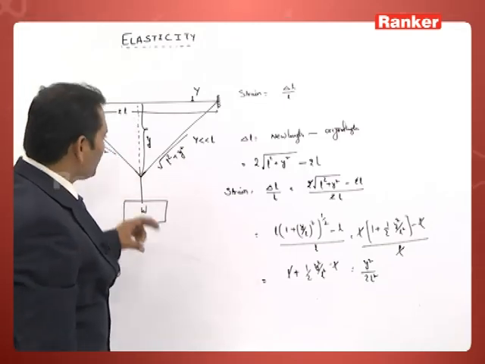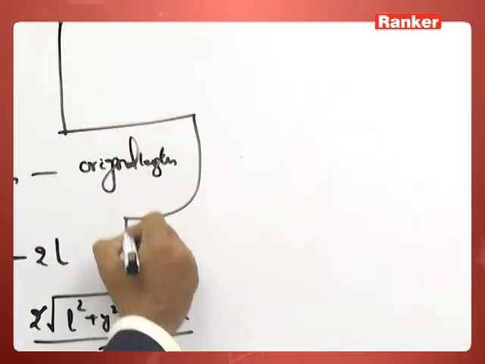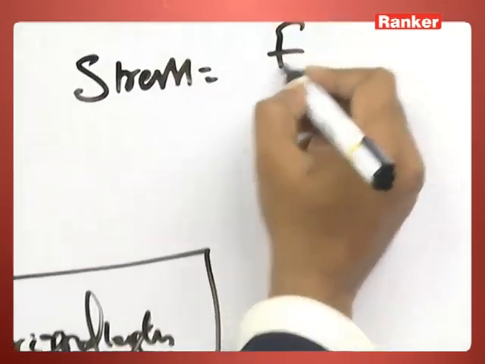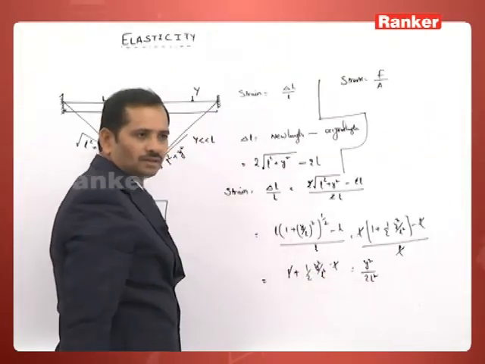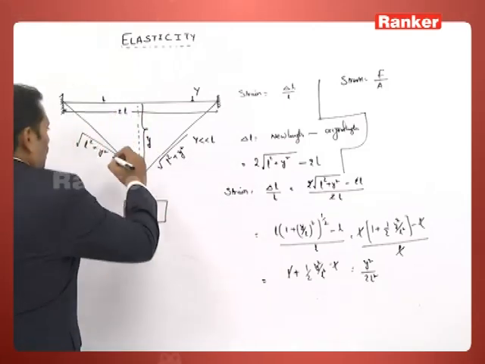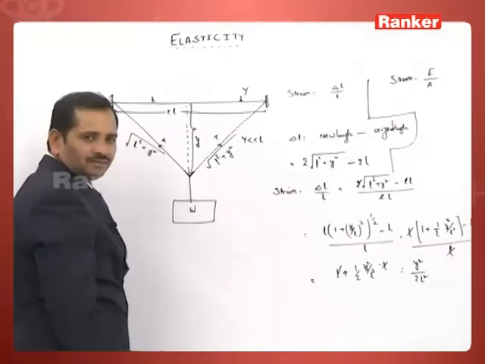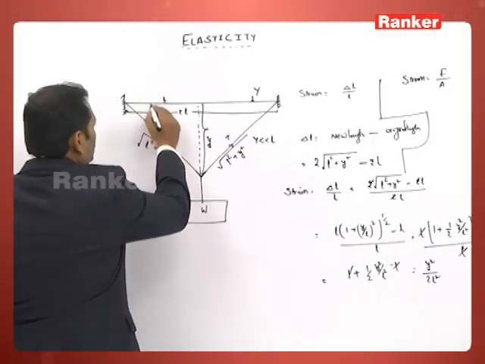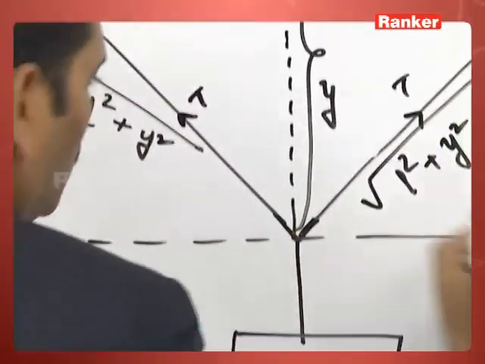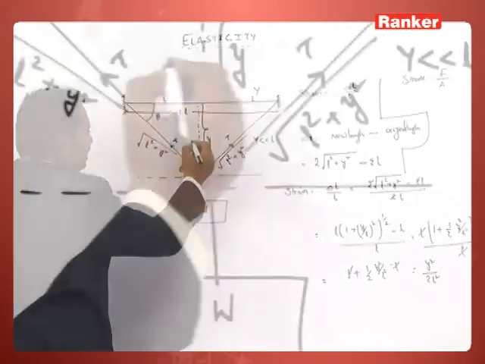For stress calculation, I have to do like this. Stress is force per area. But what is force here? Tension towards the rigid support like this, T and T. This is making an angle theta, let it be. This is theta. I think you can understand.